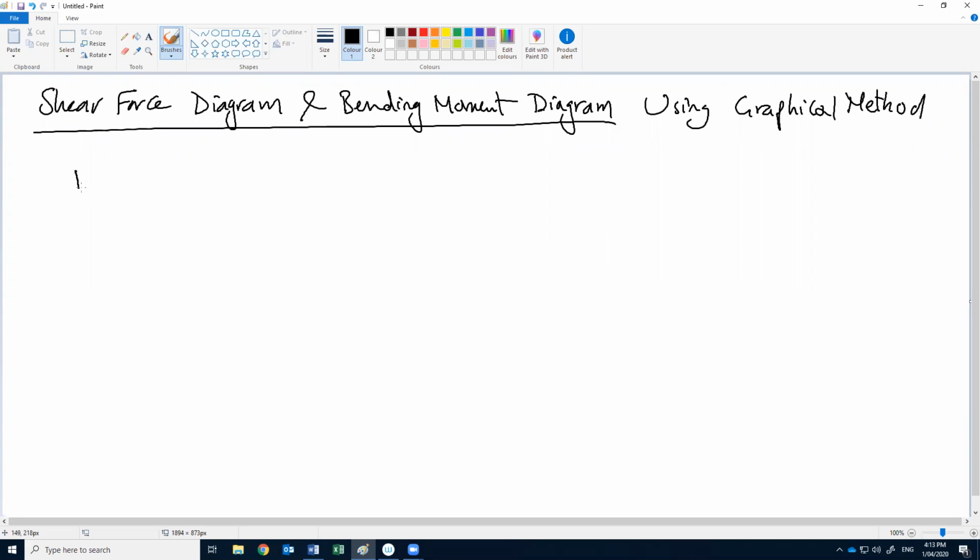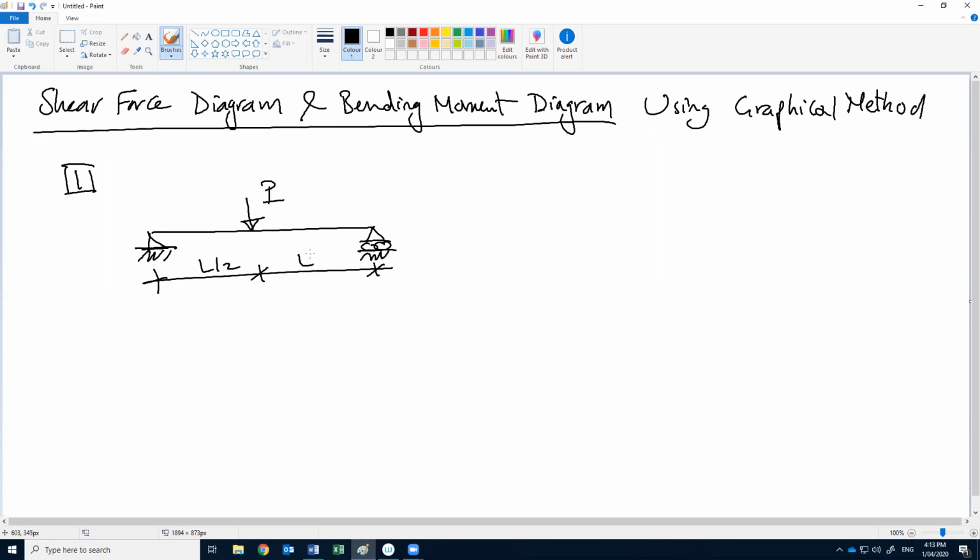Okay, our first case, if we have a simple beam. A simple beam means a beam with one hinge support and one roller support. Okay, if we have a simple beam with one concentrated load P at the middle of the beam, or the mid span, with span L, so L divided by 2 and L divided by 2. This case is a concentrated force or concentrated load in the middle.